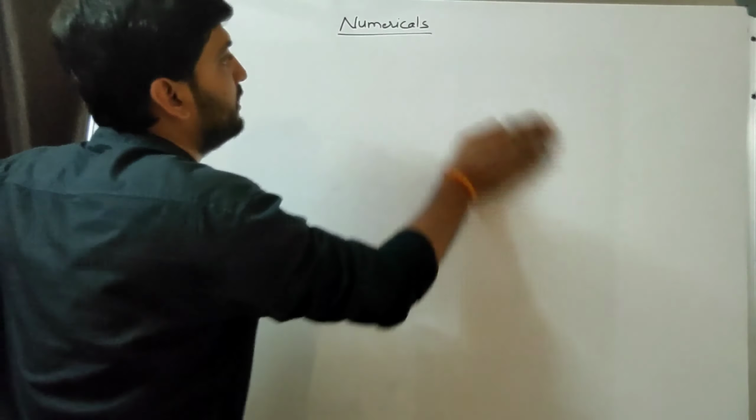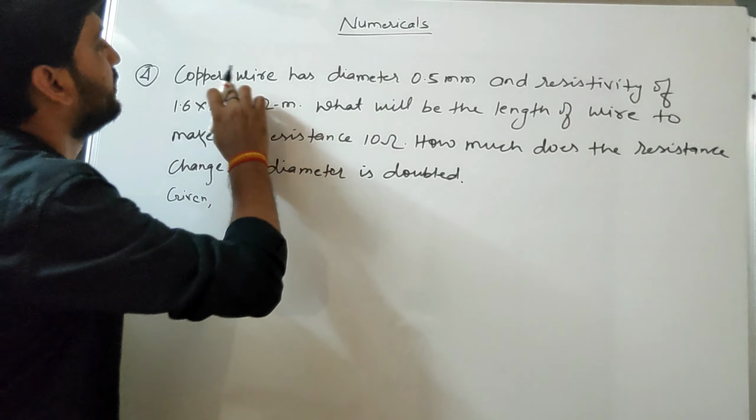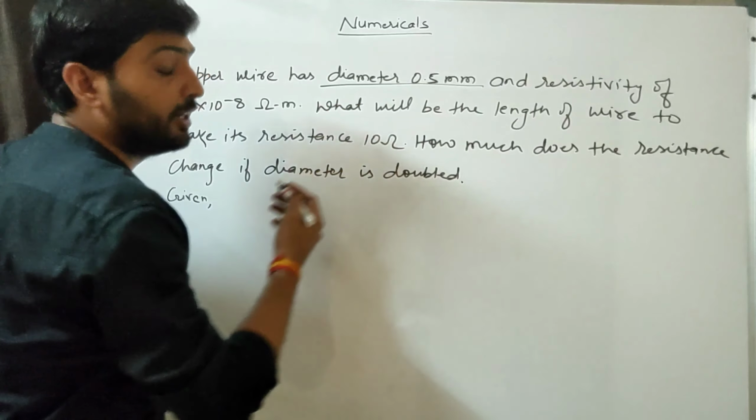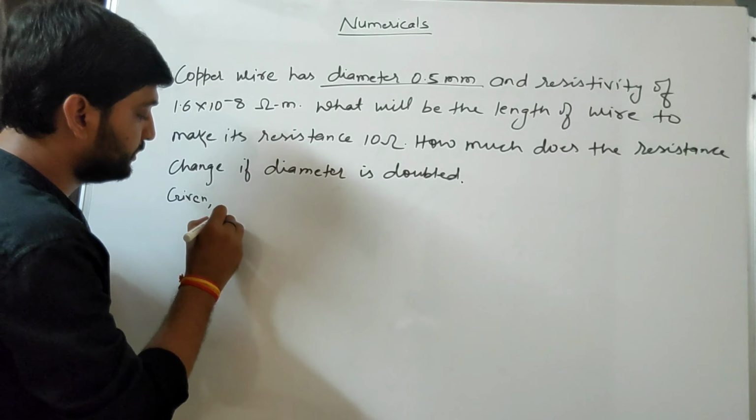Now see what are given in this question. So first we need to write given. Copper wire has diameter 0.5 mm, means diameter is 0.5 mm. Another given is resistivity, rho is 1.6 into 10 to the power minus 8 ohm meter. Now next, what will be the length? We need to find the length of the wire if its resistance is 10 ohm. It means resistance is given 10 ohm. What we need to do? We need to find length.